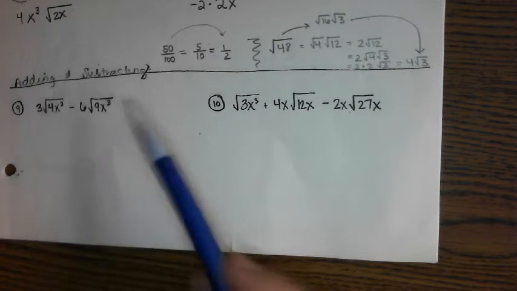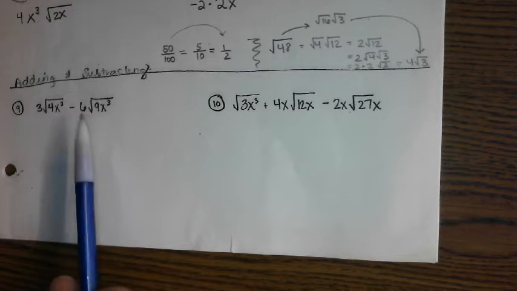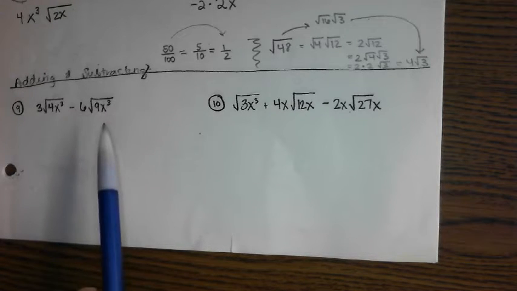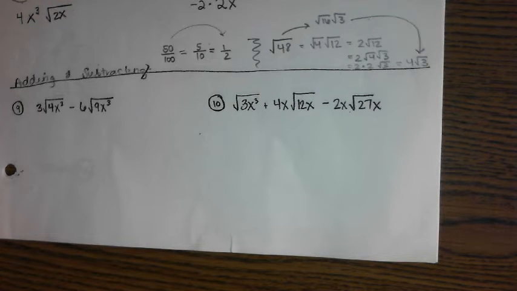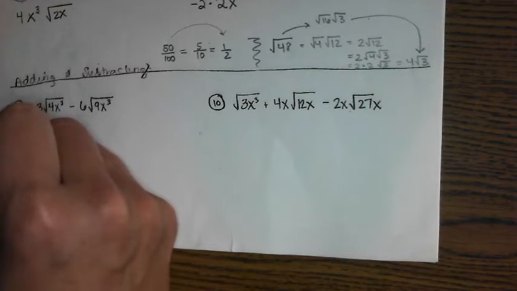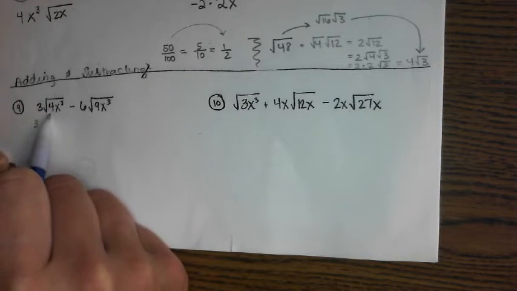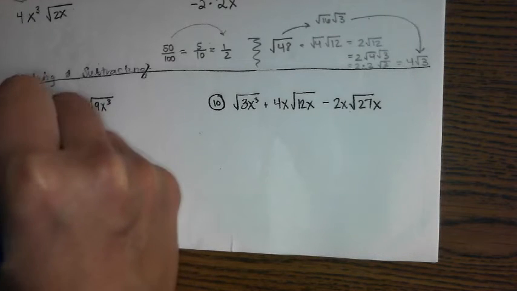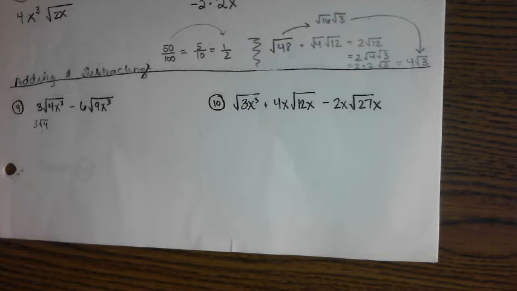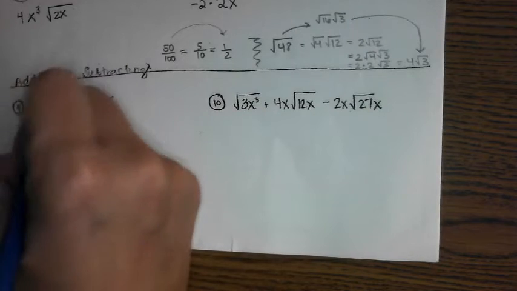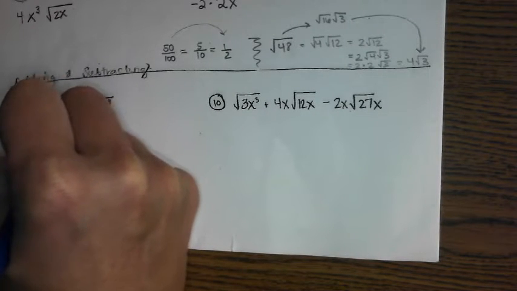One's a radical 4x cubed, the other one's a radical 9x cubed. They're not the same, so I can't combine them right now. If I simplify them, and they happen to then turn into like radicals, then I'll be able to do something about it. So if you can't combine them right from the start, fine, just go ahead and simplify. What's the biggest perfect square that goes into 4? 4, so I'm just going to leave that root 4. What's the biggest perfect square that goes into x cubed? X squared. So I'll break down x cubed into x squared times x.